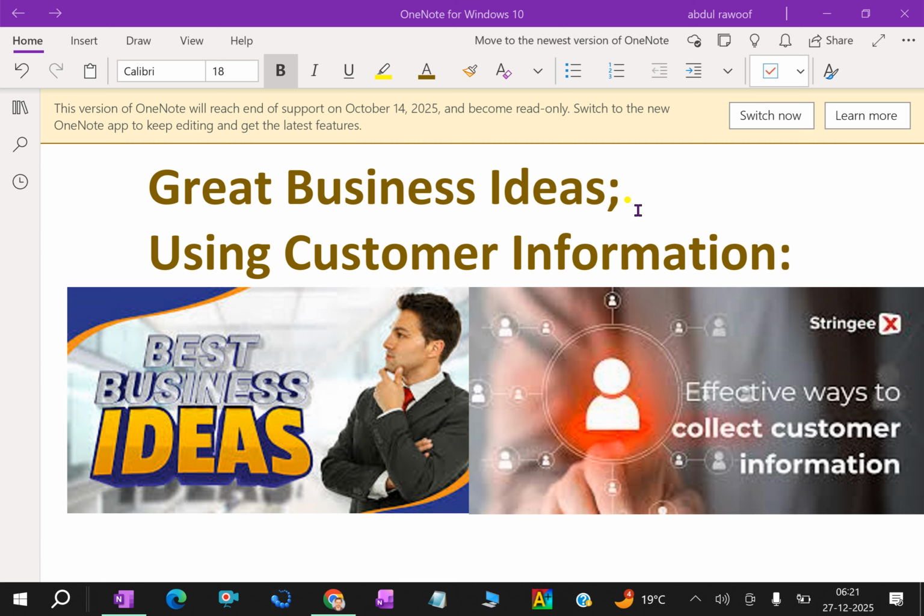What is the importance of customer information in business? Why are businesses so focused on collecting customer data? That is because it helps them improve marketing strategies, make better decisions, and build stronger customer relationships. It also helps them improve business processes for a better customer experience.